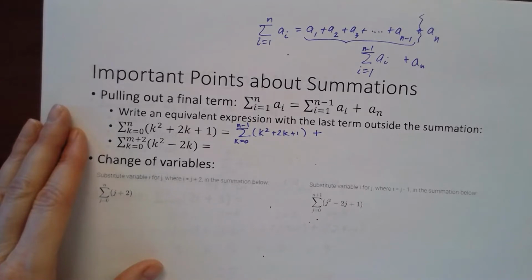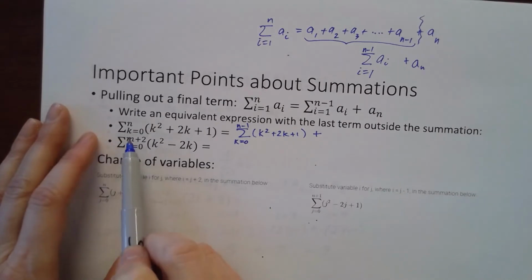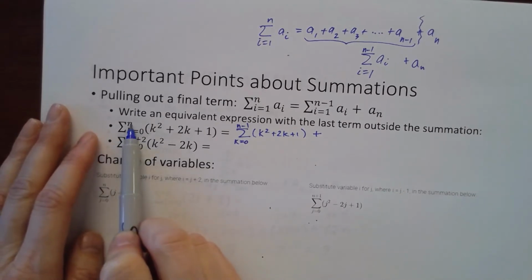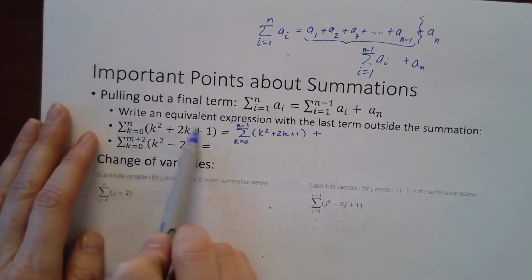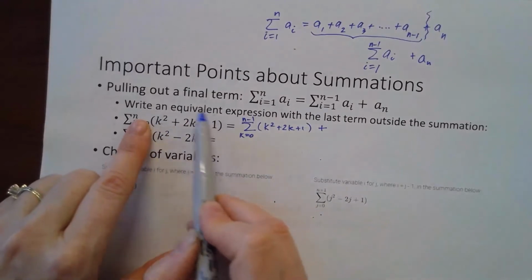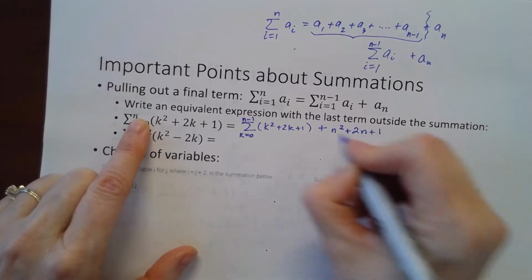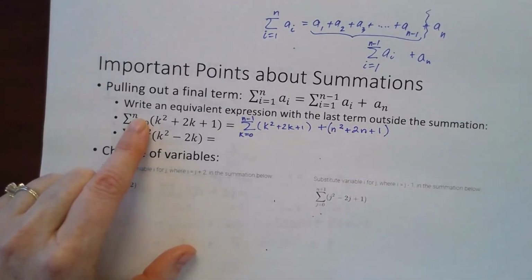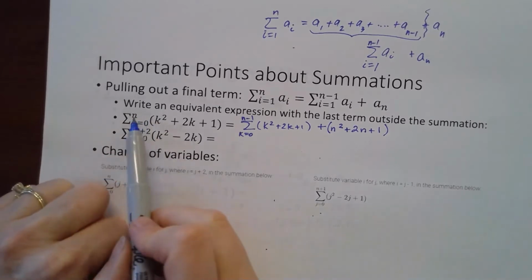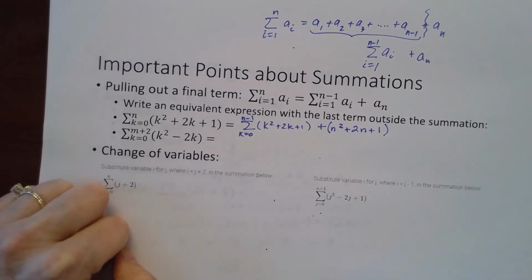So what was the last term? The last thing that would get added on was when k is equal to n. Then I'd have to substitute n into this expression. So when k was n, this last term would have been n squared plus 2n plus 1. That's the last term. Questions about that? Does that make sense? I'm just taking off the very last index and inserting it into this expression. The next one will be a little trickier.